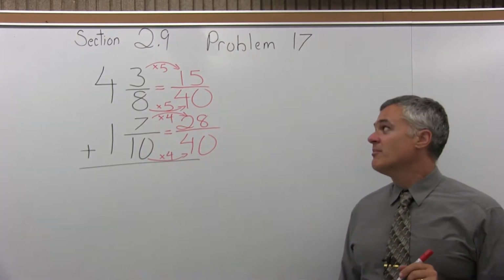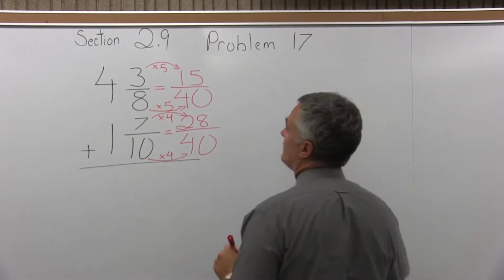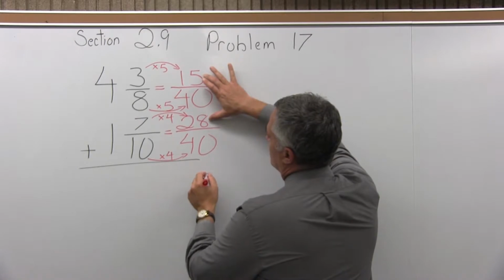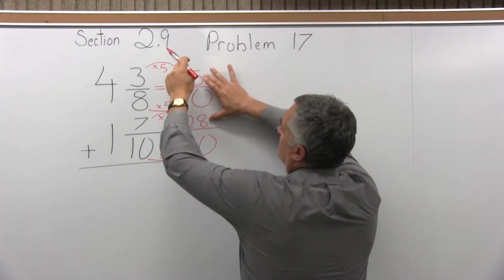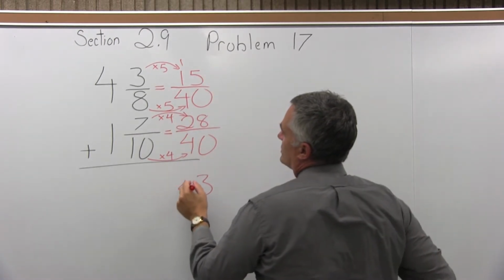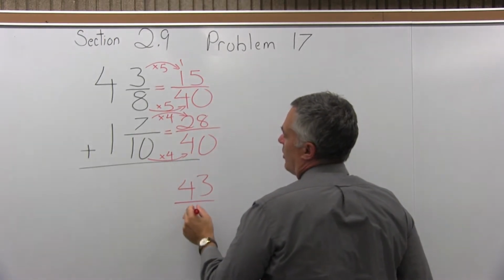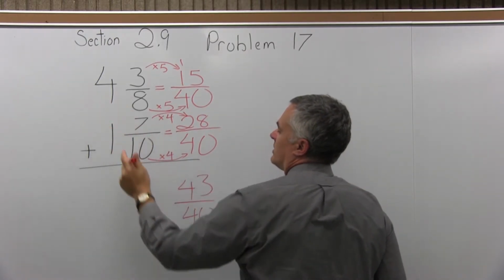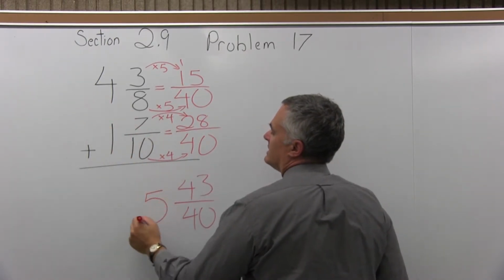So now I can combine those numerators. 15 plus 28. You can add 5 and 8 is 13. Carry the 1. So 1 plus 1 is 2. 2 plus 2 more is 4. So I have 43 over 40. That's the fraction. And then for the whole number, 4 plus 1 more is 5.